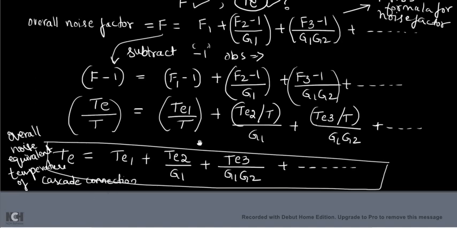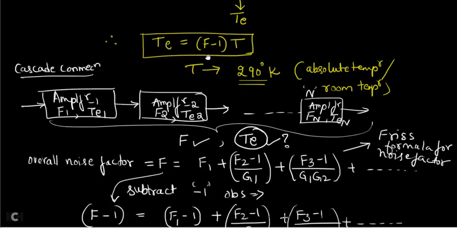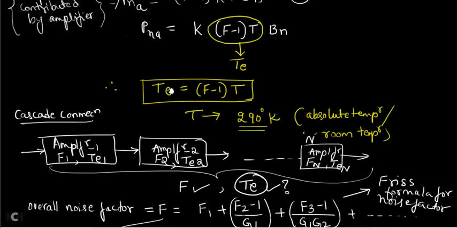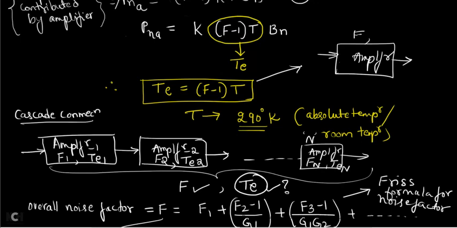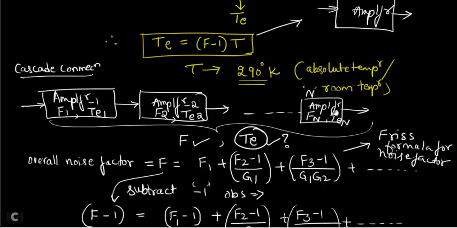Now what did we derive? This is the noise equivalent temperature of the first amplifier, only one amplifier. Let me write down: this is for only one amplifier. If you have input and output, capital F, and this is capital T. But if you want to derive the noise equivalent temperature for more amplifiers, all connected in cascade, then that derivation you need to write here.